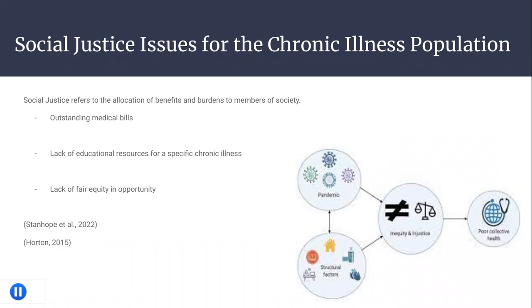Social justice issues for the chronic illness population. So social justice refers to the allocation of benefits and burdens to the members of society. So outstanding medical bills, that's a huge one, especially for people with chronic conditions. When you're dealing with a condition, you're less likely eventually to have coverage for that condition. So your medications, testing, and whatnot.